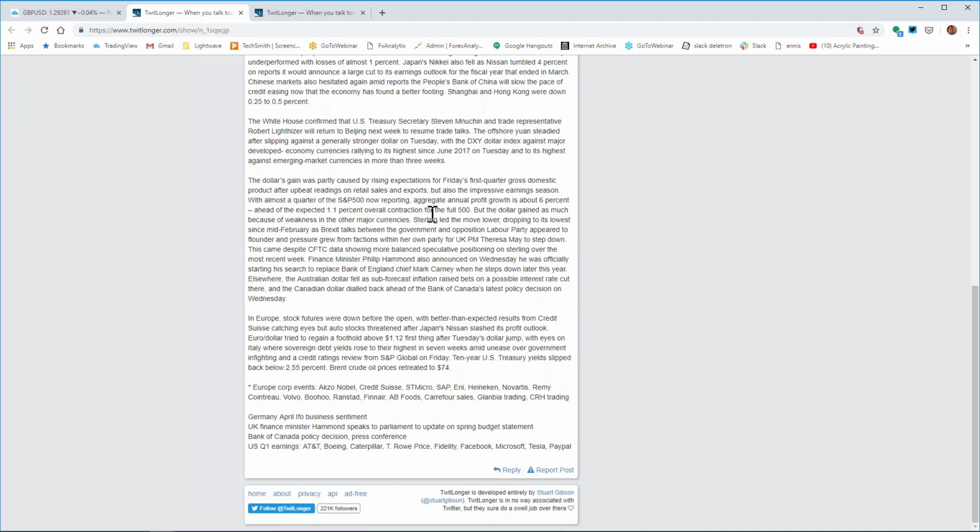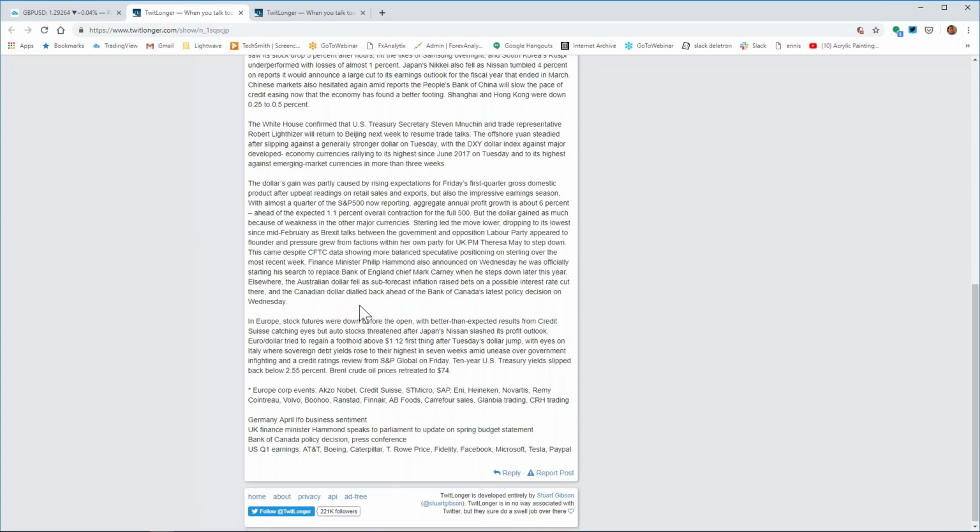Sterling has led the move lower, dropping to its lowest since mid-February, as Brexit talks between the government and opposition Labour leader appear to have floundered. I'm not going to say any more about Theresa May. European stock futures were down before the open, with better than expected results from Credit Suisse.